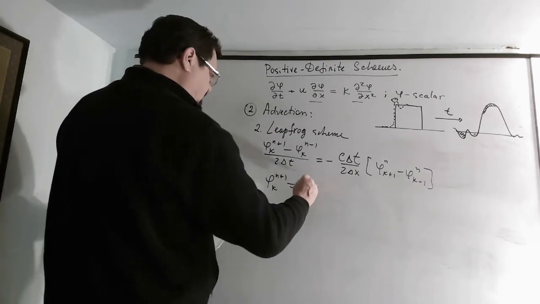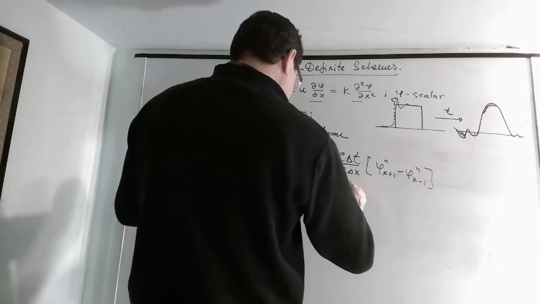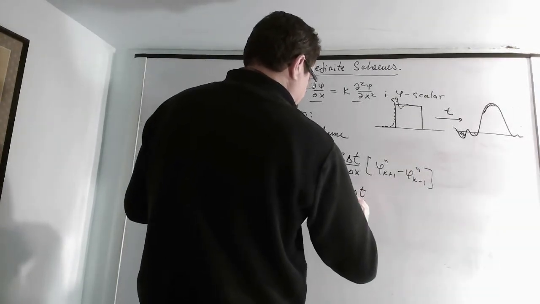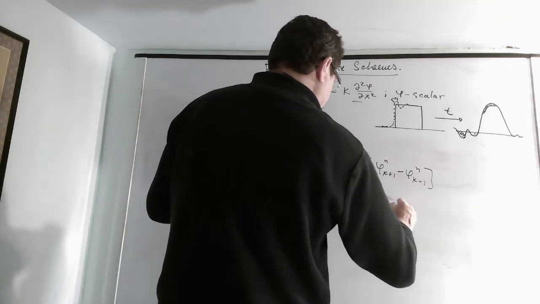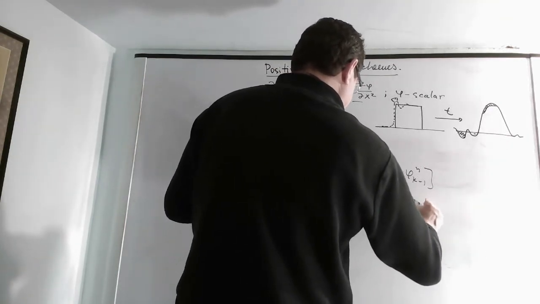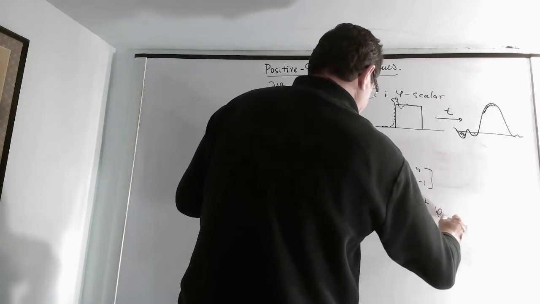phi k at n plus 1 equals phi k at n minus 1 minus c delta t divided by 2 delta x phi k plus 1 plus c delta t divided by 2 delta x phi k minus 1, at n.